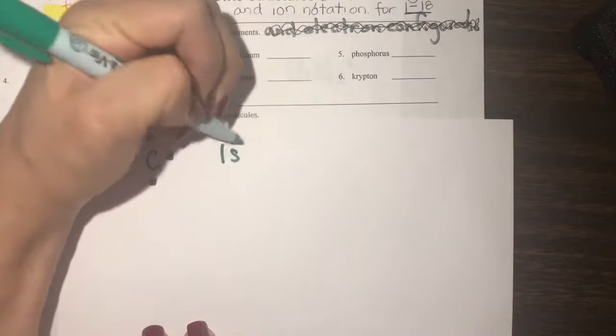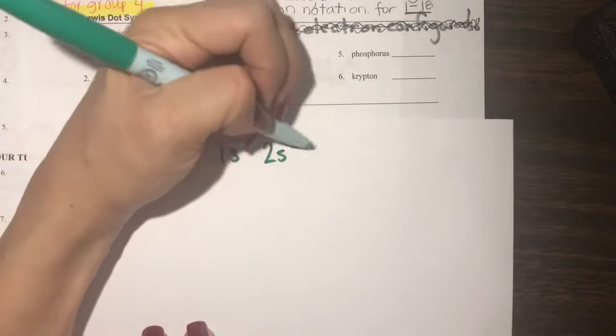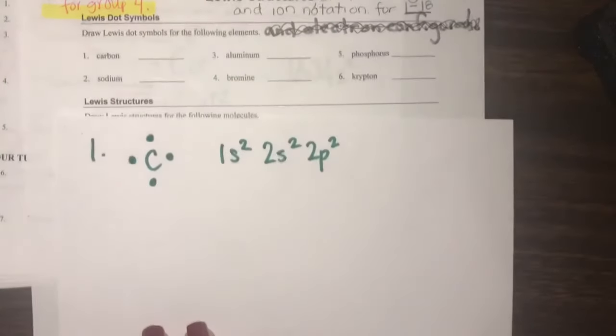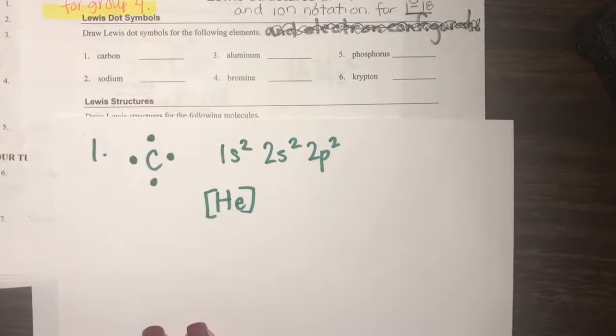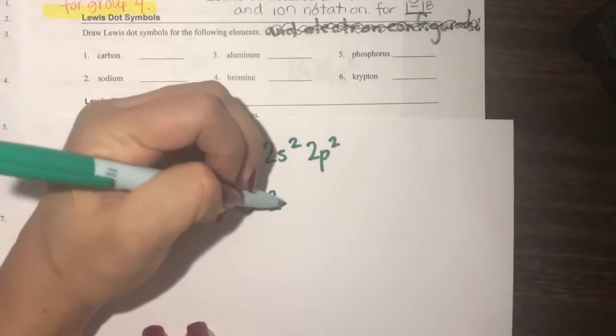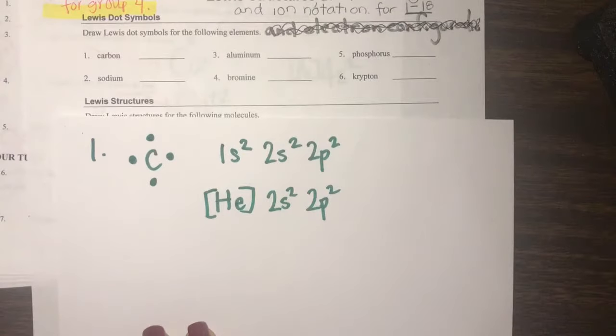And then for electron configuration, I'm just going to do 1s2, 2s2, 2p2. It's pretty short, but if you wanted to do the shortcut method, you start at the last noble gas, which would be He, and then it would be 2s2, 2p2. It's not much of a shortcut. Okay, so number 1 is done. You should have that written down for number 1 or have it on a worksheet.